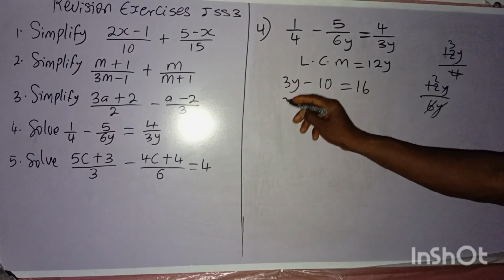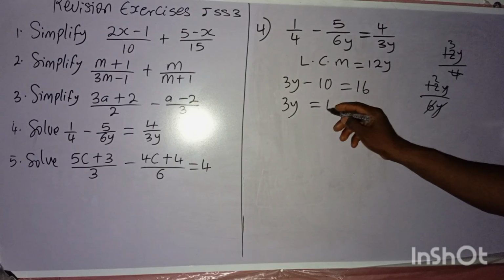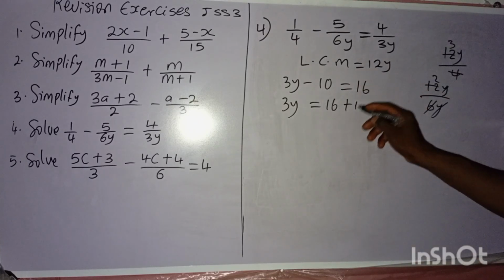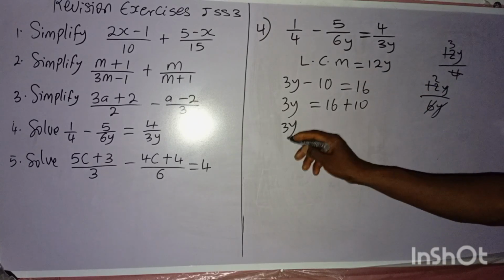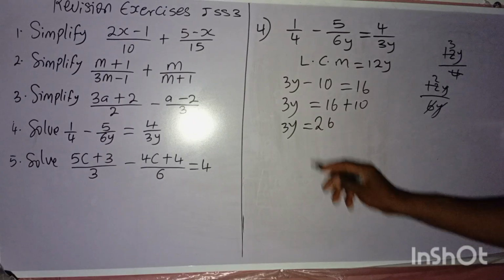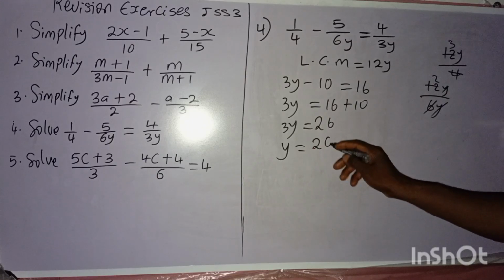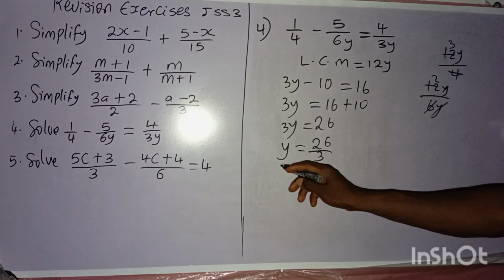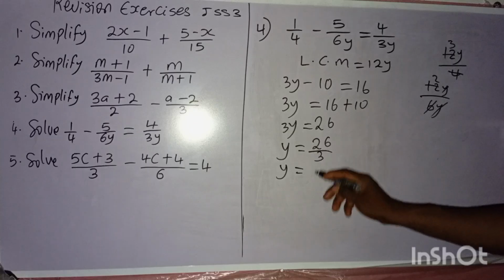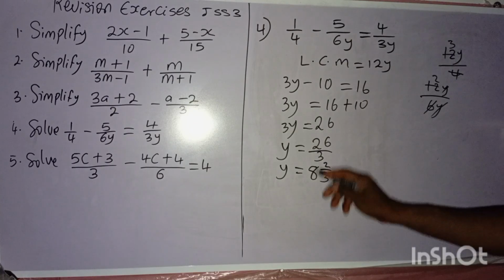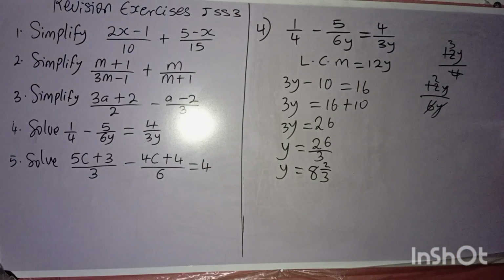So we collect like terms. That will now be 3y is equal to 16. Minus 10 moving over to the other side becomes plus 10. So we now have 3y is equal to 26. We divide both sides by the coefficient of y, which gives y is equal to 26 divided by 3. So y is equal to 8 whole number, 2 over 3. That is leaving your answer in a mixed fraction form. So this is exactly how we tackle number 4.